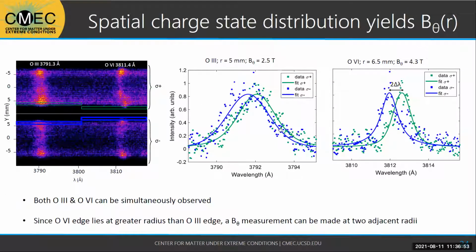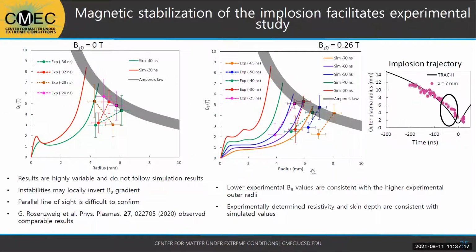So there were a few instances where we simultaneously measured lines from both ionization states. And given the spatial charge state distribution, we can actually, for one shot, get a radial profile of magnetic field with at least 2 points. And these results are basically shown here.